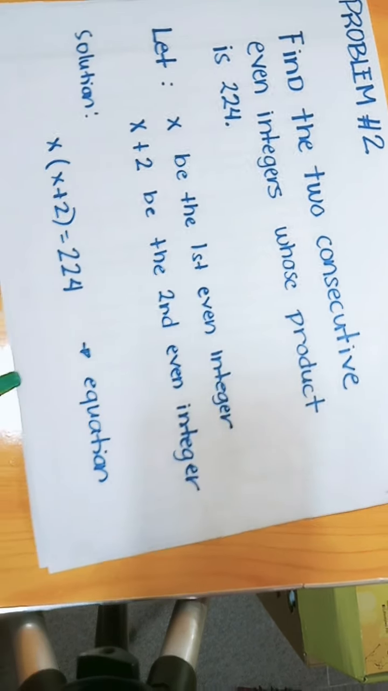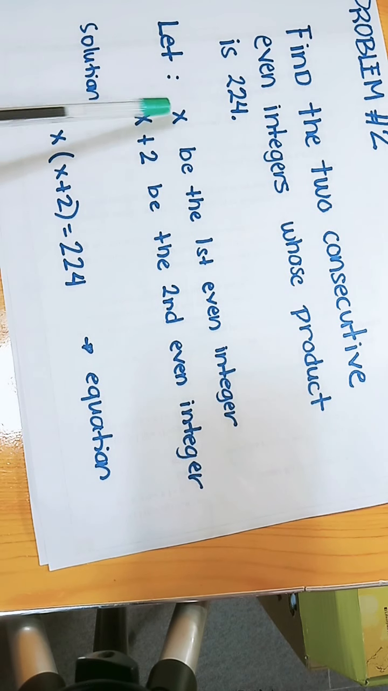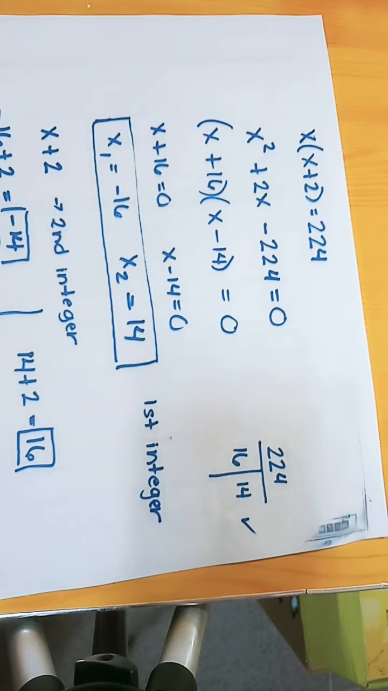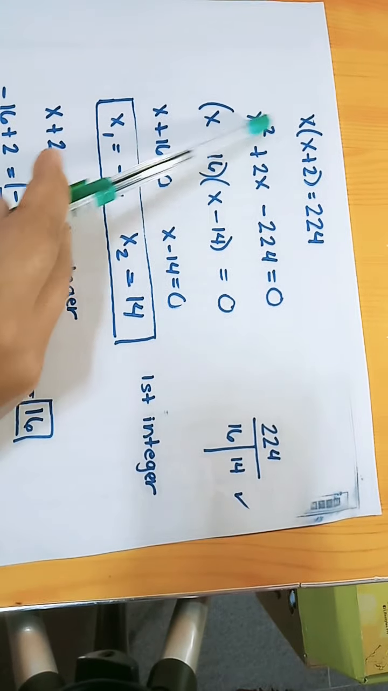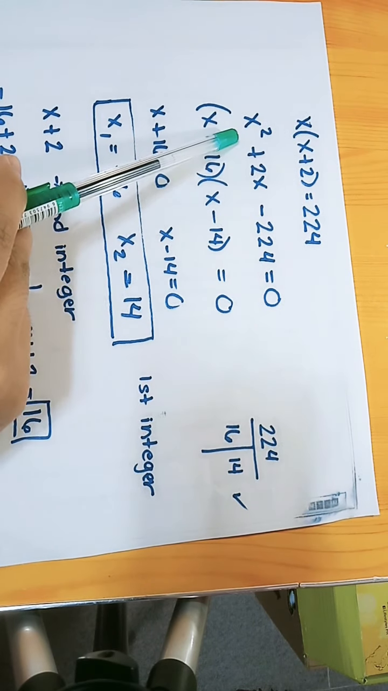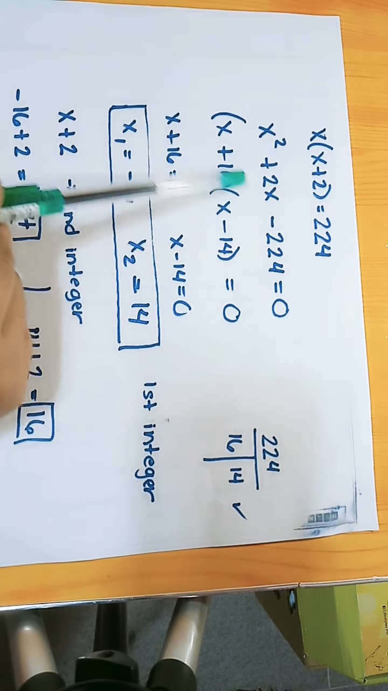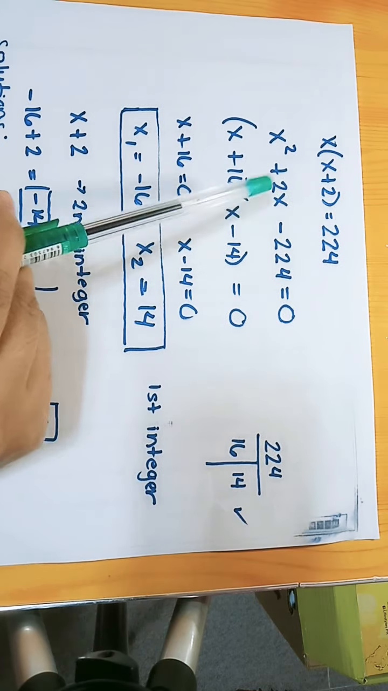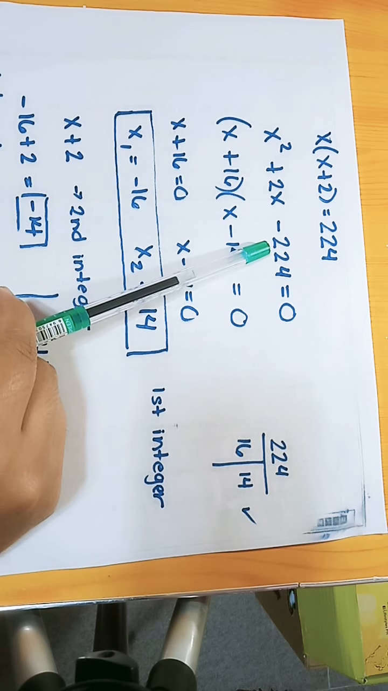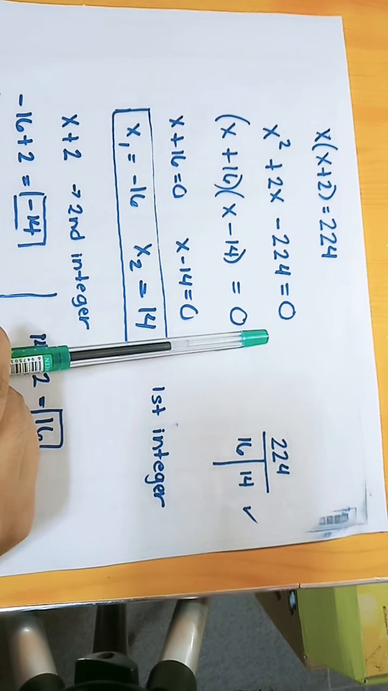So, our solution, equation. Pag kinuha natin yung product ng dalawang ito, we have 224, sabi sa problem. So, that will be our equation. Ang gagawin sa equation na yun ay isi-simplify lang natin. So, we have x times x plus 2 is equal to 224. Using the distributive property, x squared plus 2x. Then, i-transpose lang natin si 224. It will become x squared plus 2x minus 224 equals 0.